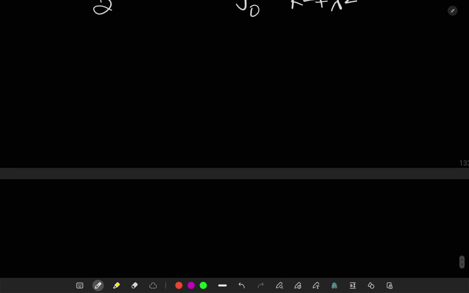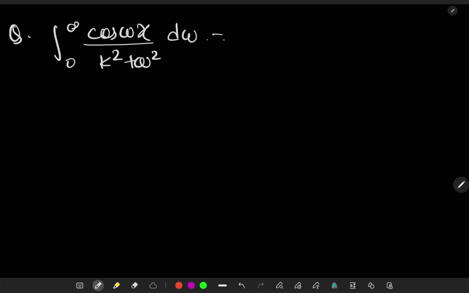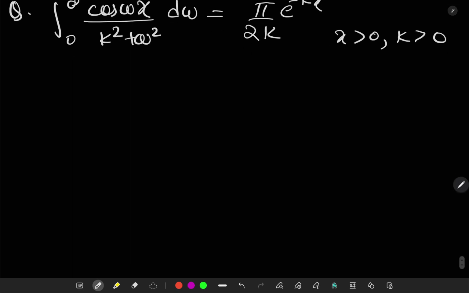Now let's do a question on Fourier cosine integral. We need to prove this equals pi by 2 into e raised to power minus kx divided by k. Here x is greater than 0 and k is greater than 0.